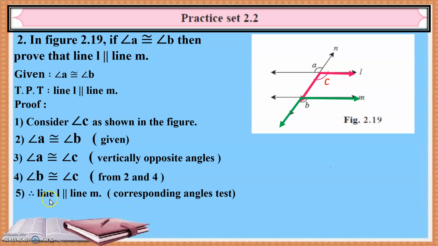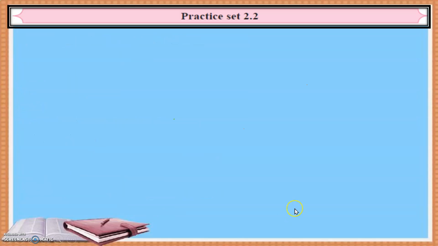Whenever we write line L parallel to line M, we have to write it as corresponding angles test. The test is for proving lines parallel. Okay, and the final statement, hence proved. Hope this is clear. Again you have to copy this in your book. Let's go to the next question.